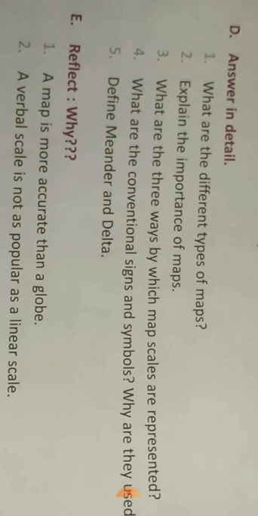What are the different types of maps? Answer: the different types of maps are wall map, political map, physical map, thematic map, topographic map, and navigational map. Wall map is meant for representing large areas that could be viewed at a glance. And political map contains information about the boundaries of countries, states, and capitals.